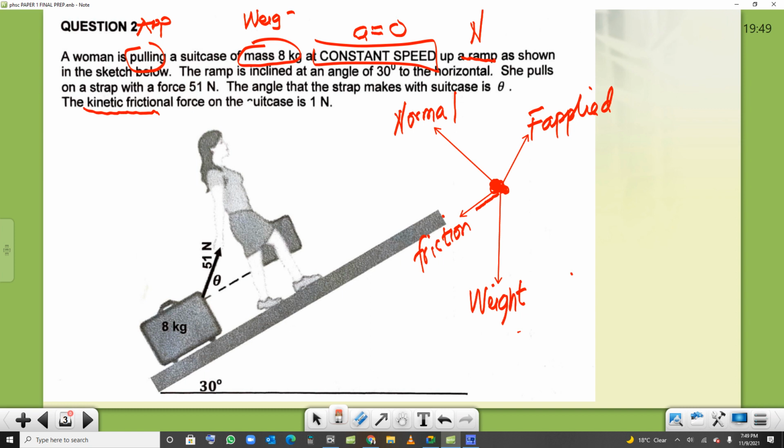Draw what it is first. Then you create a new diagram, which you'll see what I'm going to do. It's called a working diagram. If you check how many forces we identified while reading, there were 4. I'll give you the keywords: pull, applied; mass, weight; ramp, normal; kinetic friction. 4 forces.